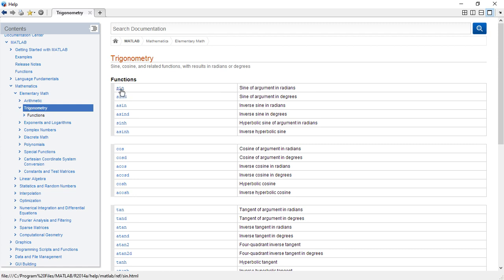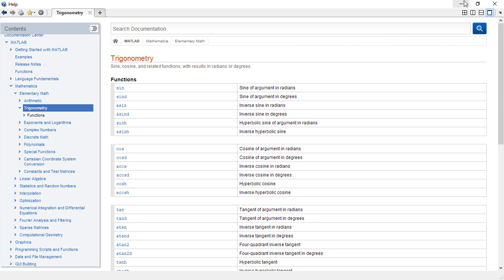So this sine will calculate the sine of a particular angle given in radians. Sind is another function that will calculate the sine of a particular angle given in degrees. So let's stop at the sine for a bit and go and understand how to execute this in Matlab.